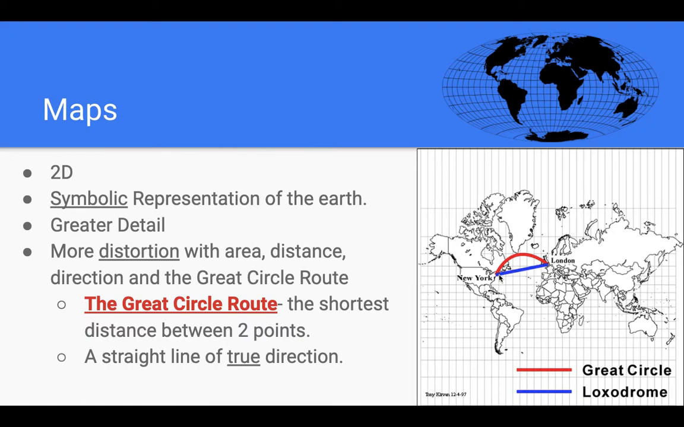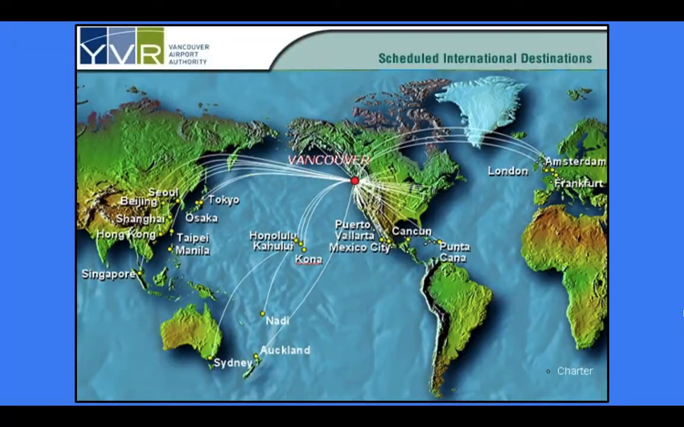This actually goes south, more out of the way, because this looks like it's the right direction, but this is actually the true direction. This is the actual straight line, and that just shows you the distortion of the maps on there.